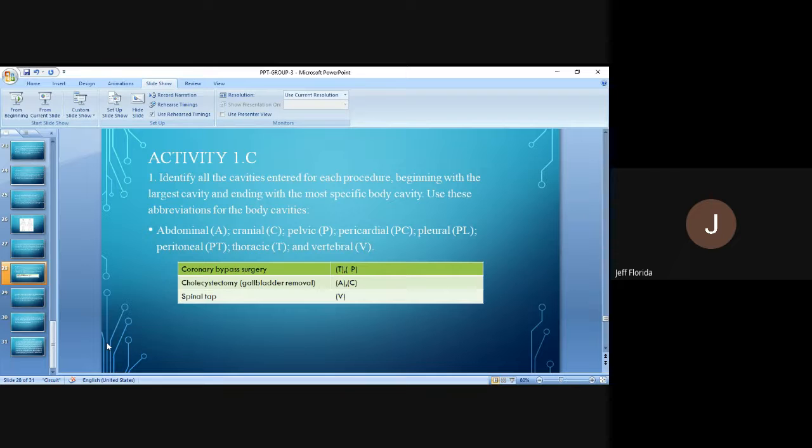On the last activity of the deep dive, Activity 1C: identify all the cavities entered for each procedure, beginning with the largest cavity and ending with the most specific body cavity. Use these abbreviations for the body cavities. A body cavity is any space or compartment or potential space in a body. I am going to say the body cavities and their major organs.